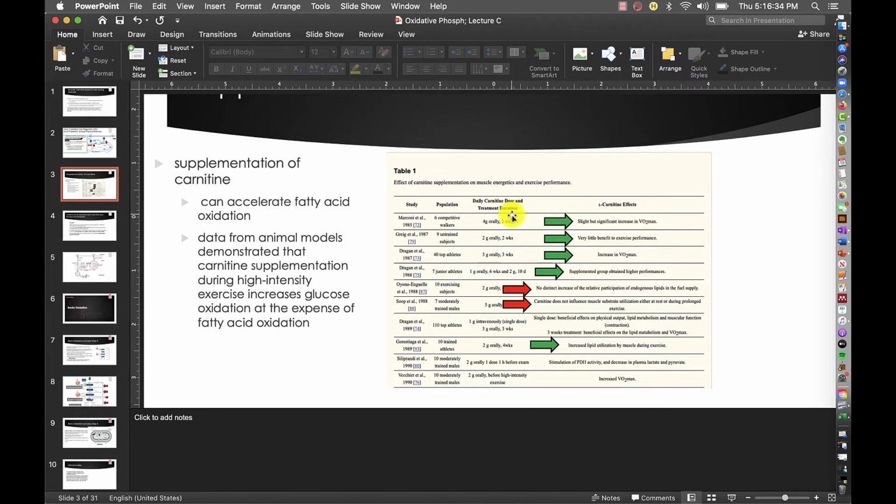You can see that this group found a slight but significant increase in VO2. Here they saw very little benefit in exercise performance. This group here, in 40 athletes, saw an increase in VO2 max. Well, maybe in elite athletes that excessive amount of carnitine would play an important role in shuttling fatty acids. Here we saw no increase, here we saw no increase, here we see an increase in lipid utilization in muscles during exercise. So there's really no conclusive evidence or really any solid evidence that says that this works 100% in everyone that takes exogenous carnitine.